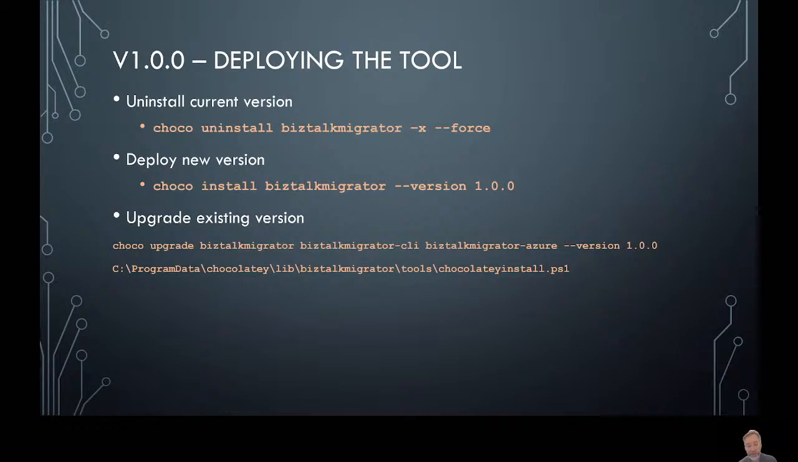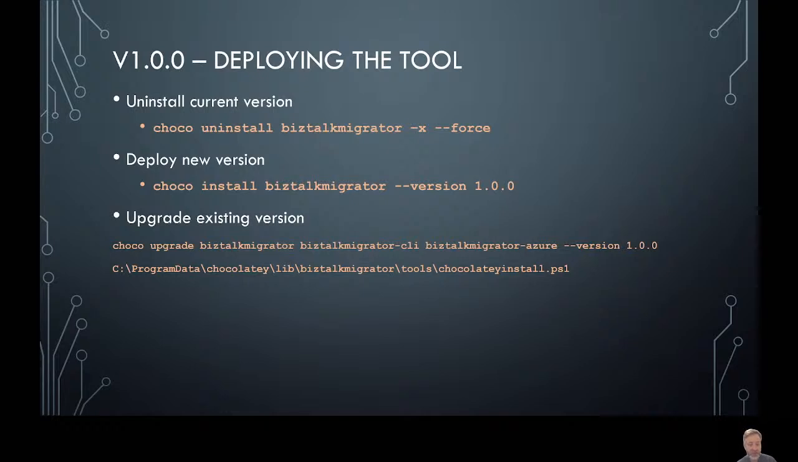You could also upgrade your existing version if you have it already installed. This is a little bit more work because you first of all need to do a choco upgrade, and then you specify the names of the packages, which are BizTalk Migrator, BizTalk Migrator-CLI, and BizTalk Migrator-Azure, and then you give the version with a --version 1.0.0. That will upgrade all the packages, but there's another step that is run automatically for you when you do an install, but does not seem to be run when you do an upgrade.